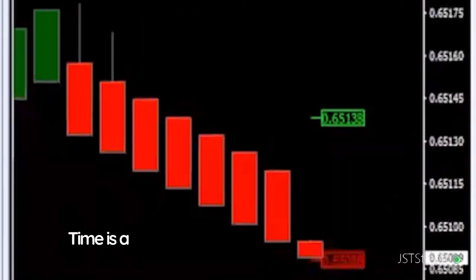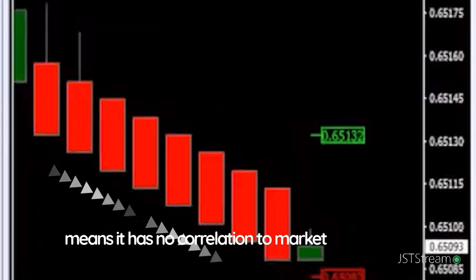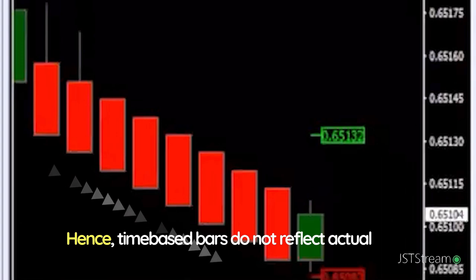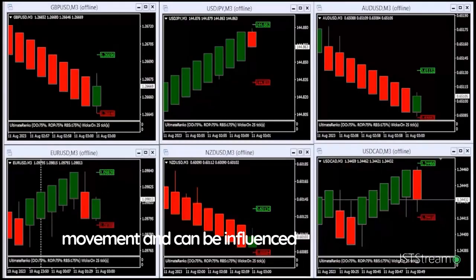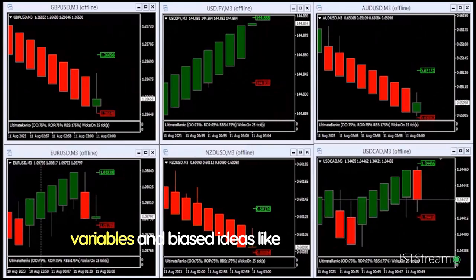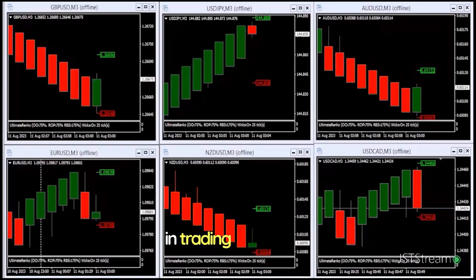Time is a man-made variable, and its randomness means it has no correlation to market movement. Hence, time-based bars do not reflect actual price movement and can be influenced by news, human variables, and biased ideas, like impulsive trading. The only factor that truly matters in trading is the price.